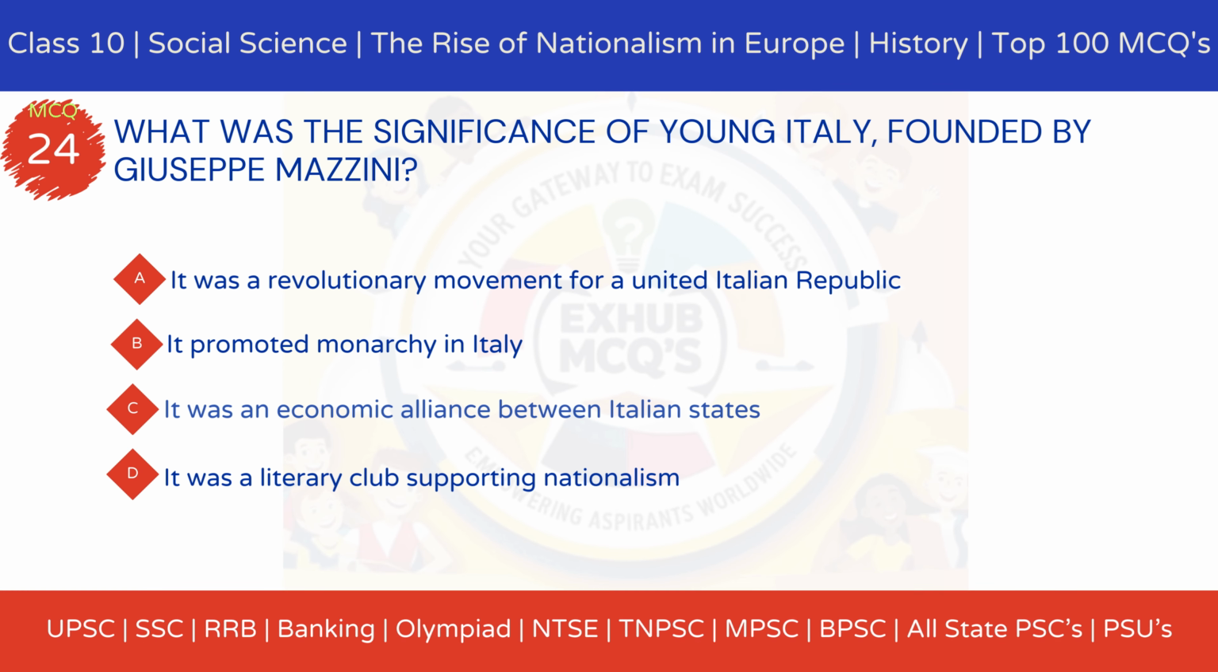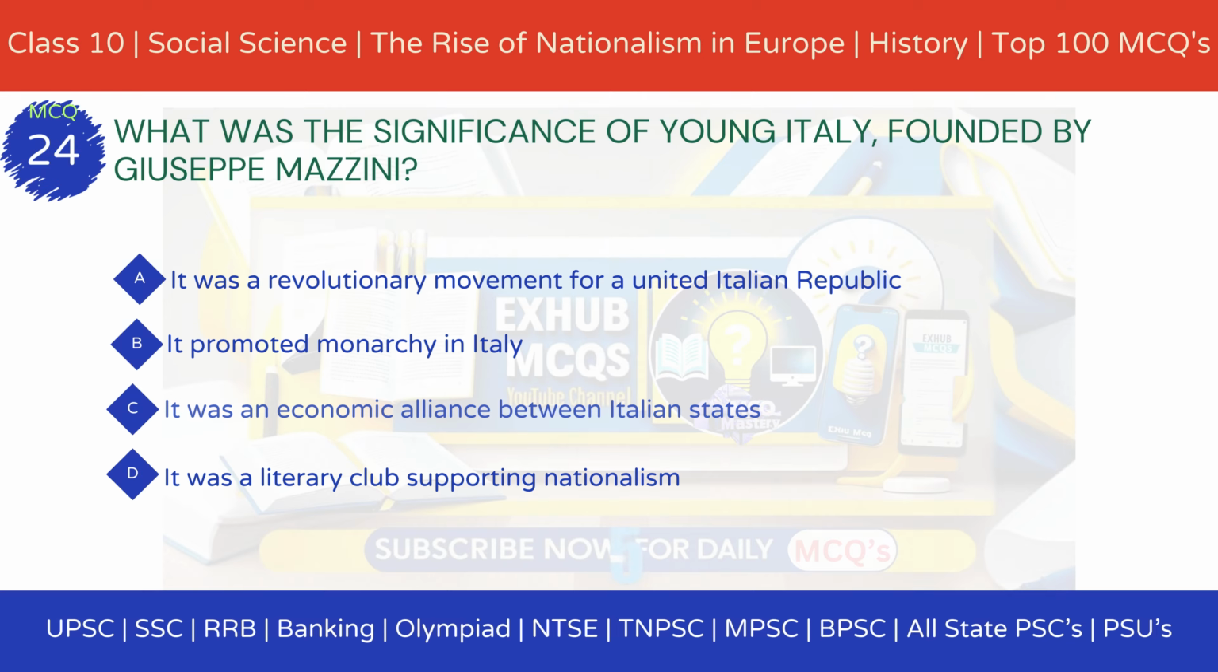MCQ 24. What was the significance of Young Italy, founded by Giuseppe Mazzini? Option A. It was a revolutionary movement for a united Italian republic. Option B. It promoted monarchy in Italy. Option C. It was an economic alliance between Italian states. Option D. It was a literary club supporting nationalism.